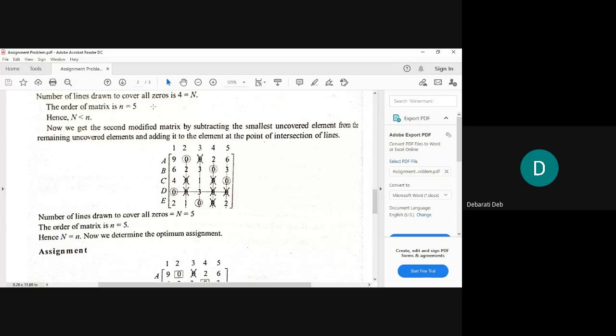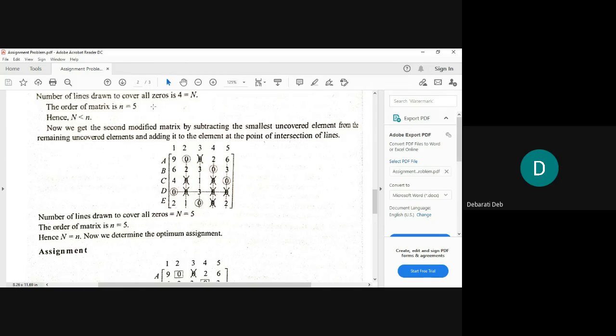Randomly I asked 3. And also after drawing, you should check whether it is the minimum possible number. If there is any other option available, you should avail that also. But I think here you will have to draw 5 lines. Otherwise, it won't be possible to cover all the zeros. So now when you are getting 5 lines, that means it is just equal to the order of the matrix, that is 5.